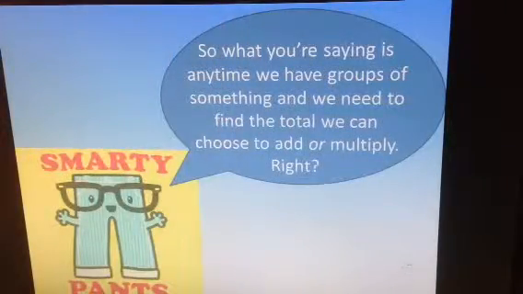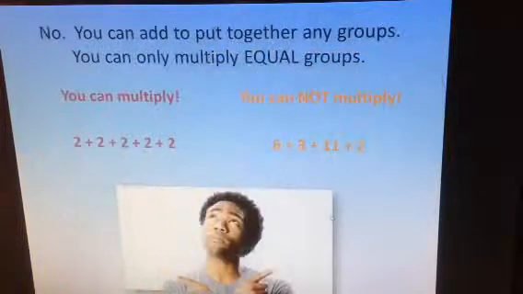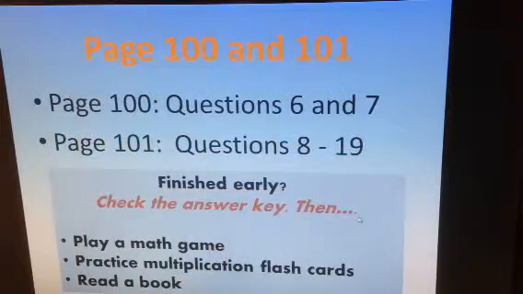So what you're saying is anytime we have groups of something and we need to find the total, we can choose to add or multiply, right? You can add to put together any groups, but you can only multiply equal groups. That you can multiply because the number stays the same. This you cannot multiply because there's different numbers being used. That was it for today.